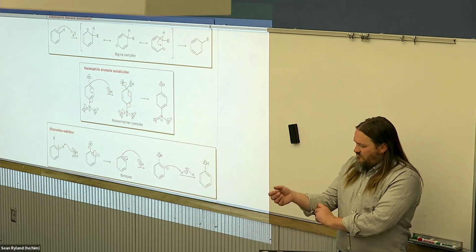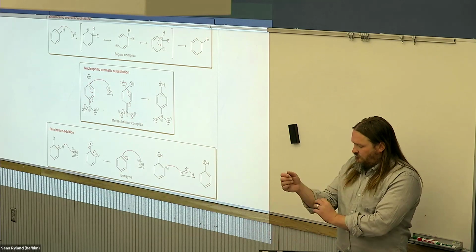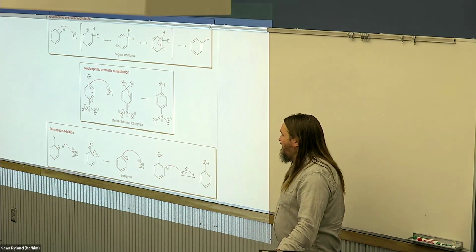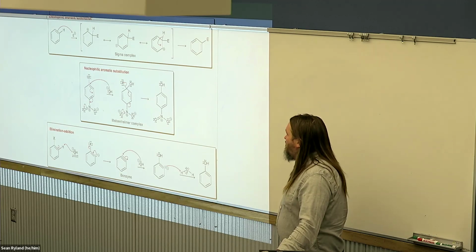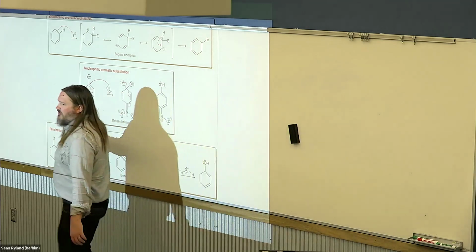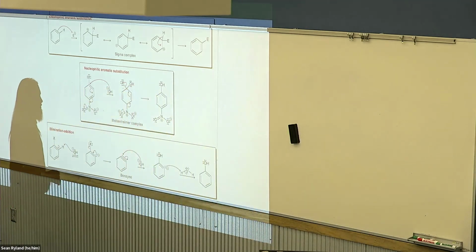That last example that we had, would it be elimination addition or nucleophilic substitution? That last example. Did I say elimination addition or did I say nucleophilic aromatic? You said elimination. It would have been elimination addition, because the nucleophilic aromatic has to have that nitro group in the para position. So I misspoke, sorry. Thank you.